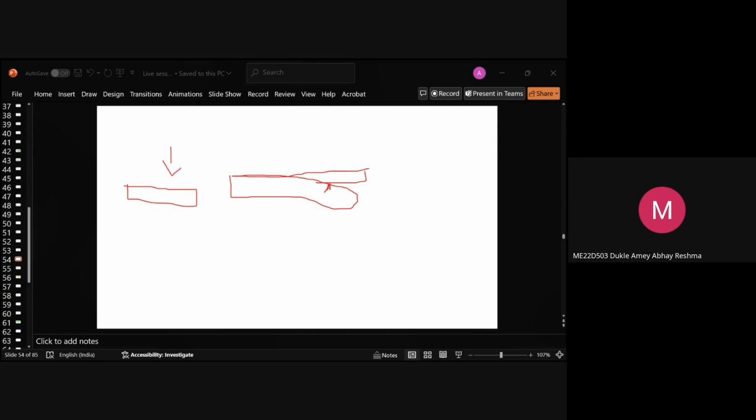The length is the same, everything is the same. Just the cross-sectional area for one beam is 1 millimeter and the other beam is 10 millimeter. So which one do you think will deflect more?